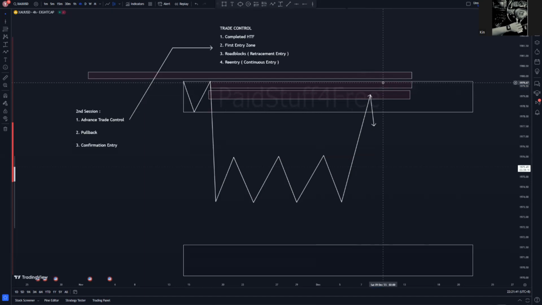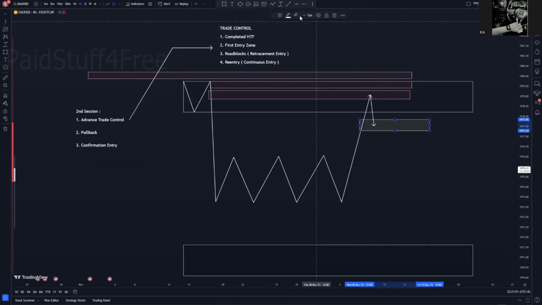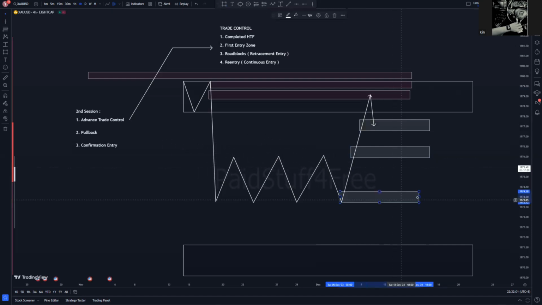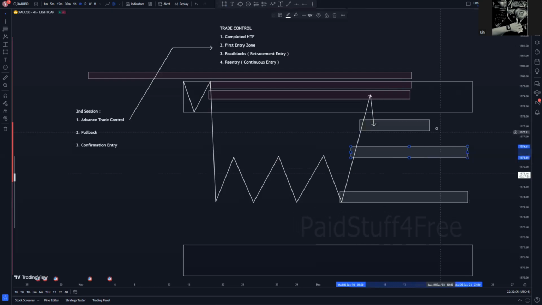But it depends on the roadblock. So right now, if we are selling, all of our buy zones are going to be our roadblocks. Maybe you're going to have a buy zone somewhere around here, and a buy zone somewhere around here, and again a buy zone somewhere around here, something like this. All of these buy zones on M30, we're going to call our roadblocks.